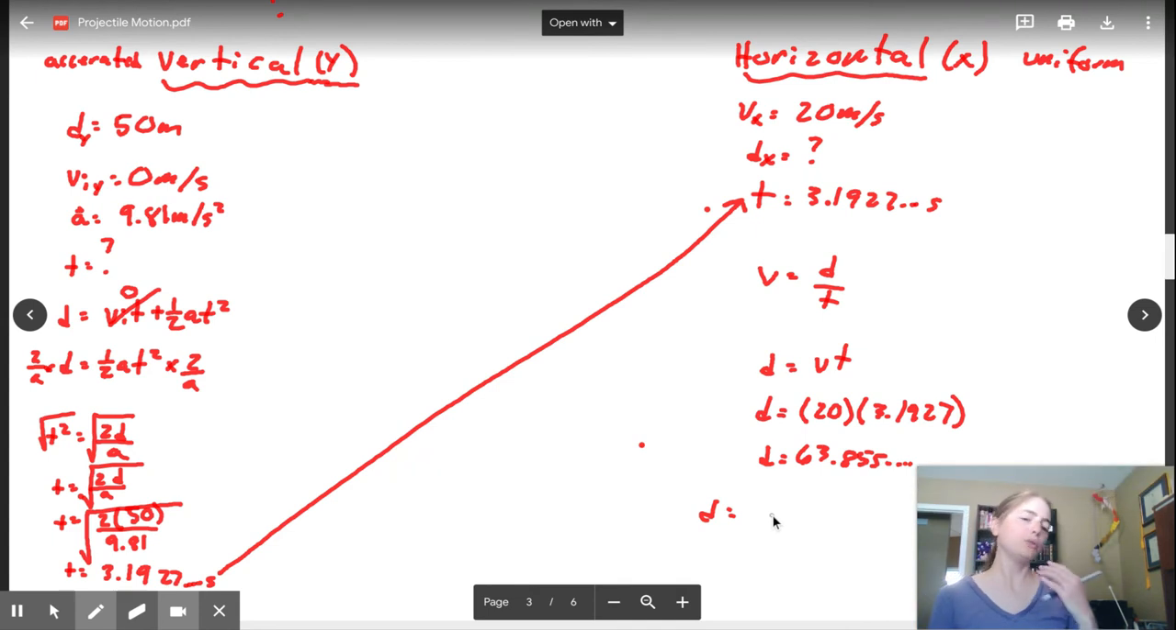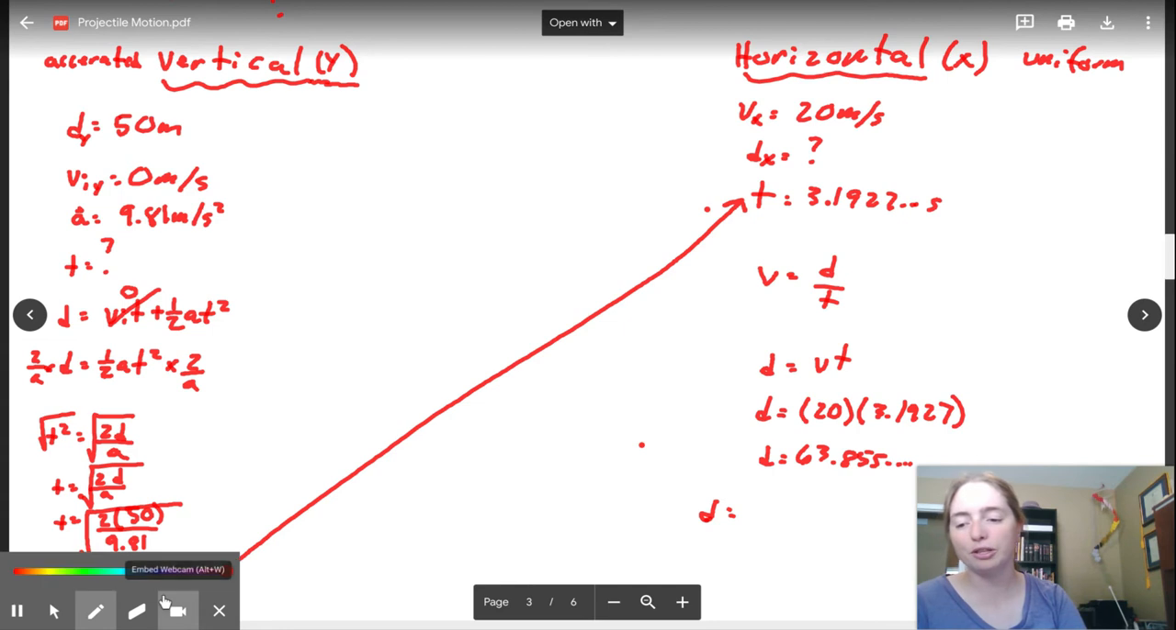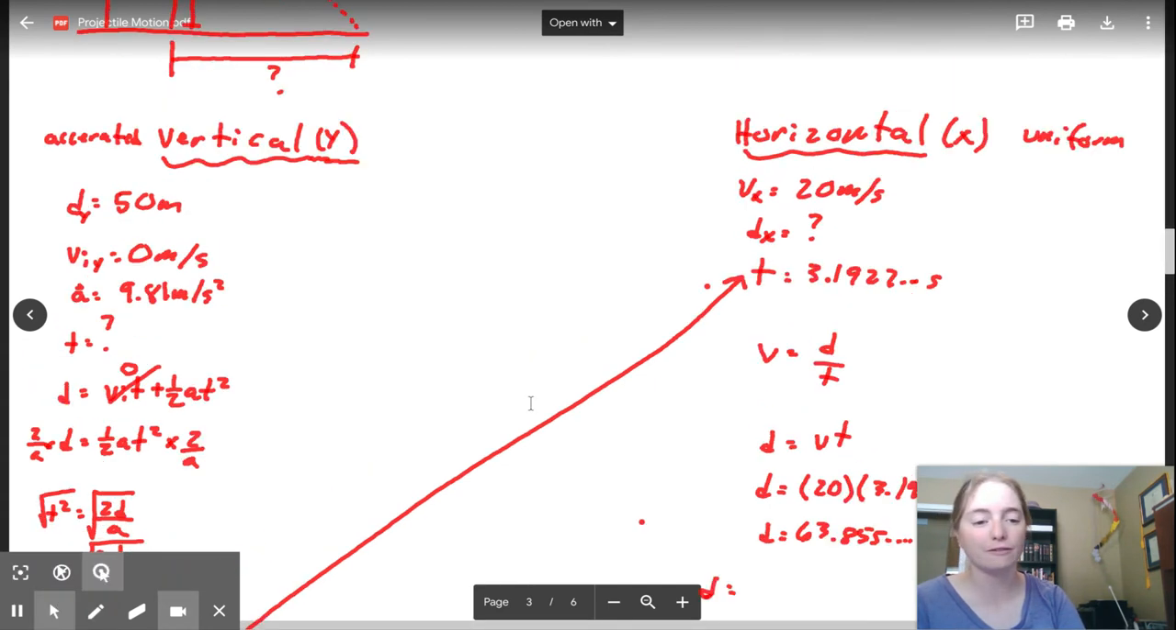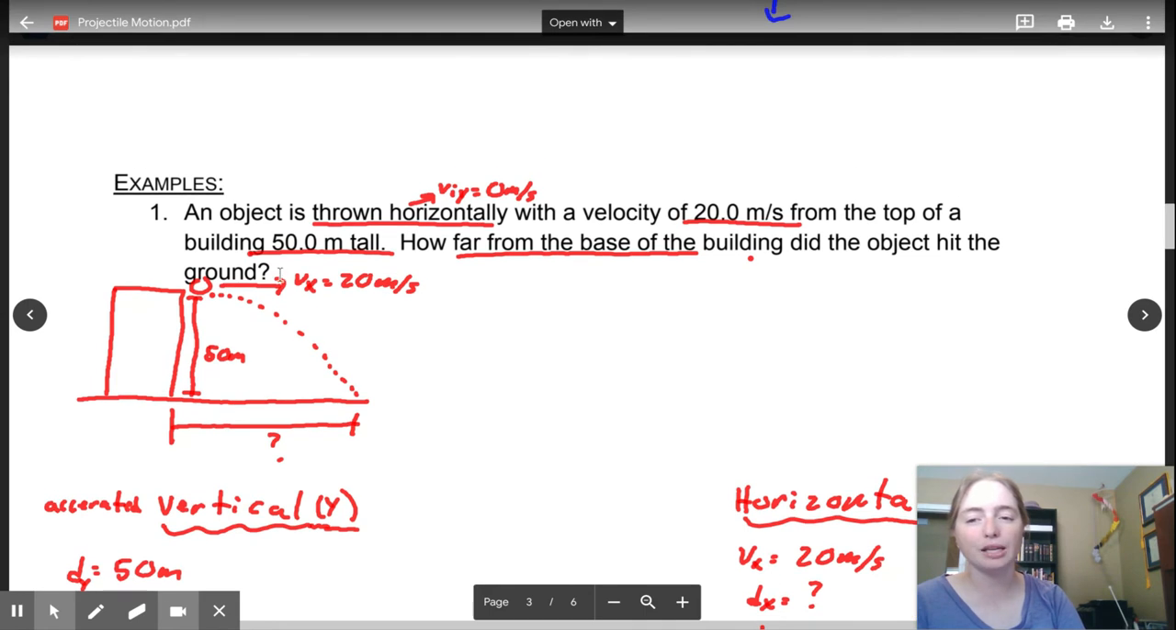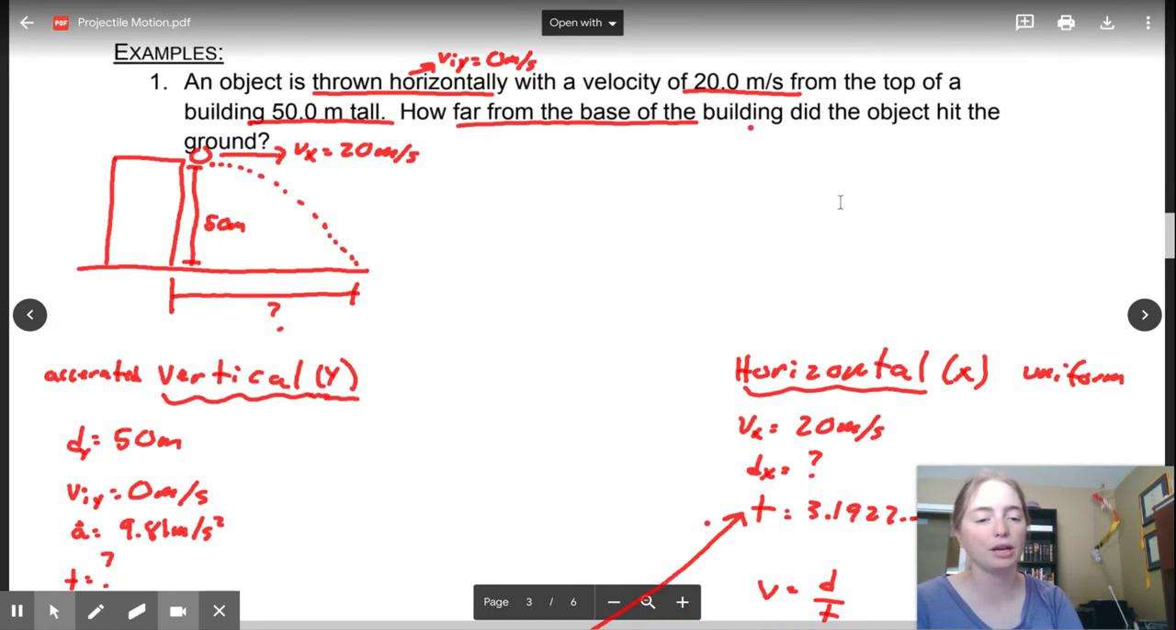Now, do I want direction here? No. I said how far. Okay. How far means distance. How far is scalar. Okay. So I don't want direction here. So what this means is I need, let's go back up and look at the question to confirm my sig digs because I forget how many. Okay, there's 3 here and 3 here and 9.81 is 3.